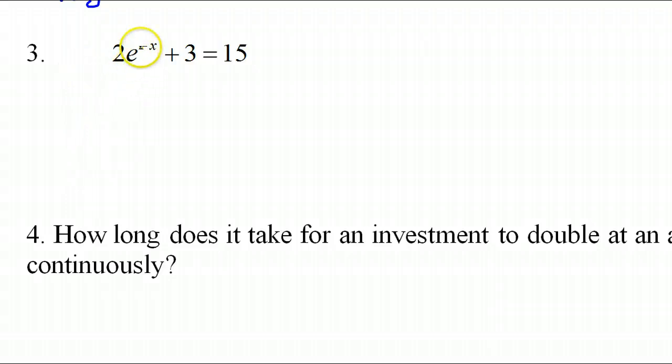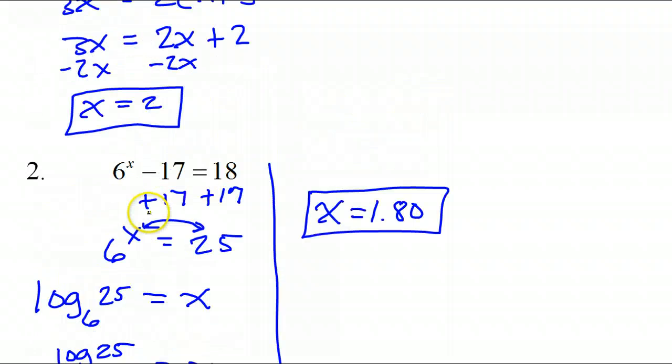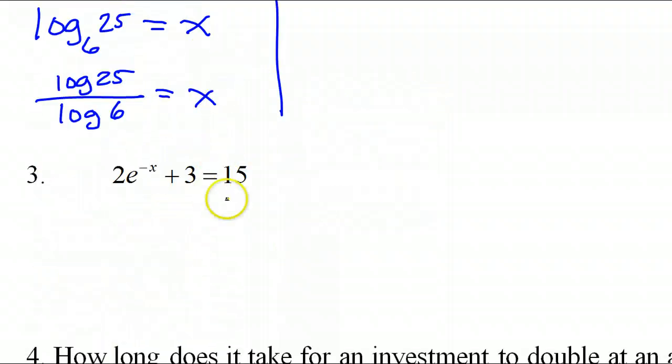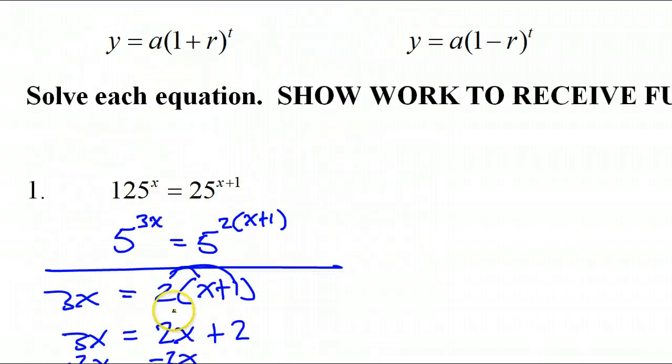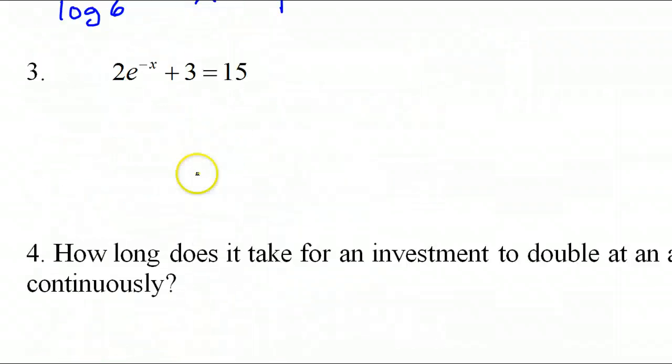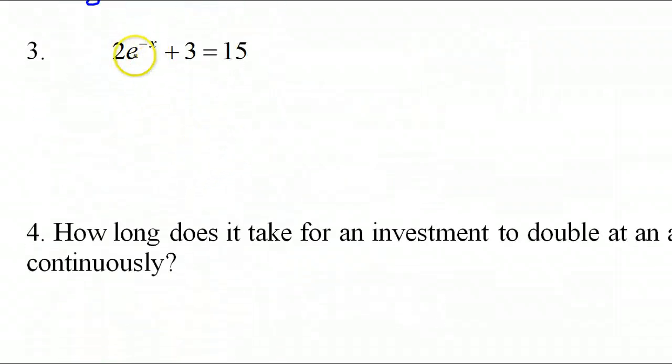Okay, number 3. This one doesn't have logarithm in it. Well, I guess that one didn't either, so you're not surprised. In fact, never mind, I'm thinking of something else. Okay, so we need to get the base and the power by itself before we do anything else. So we need to get this part by itself. Am I going to divide by 2 first, or am I going to subtract 3 first?